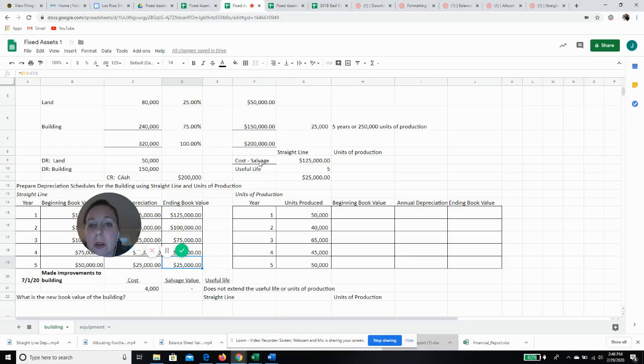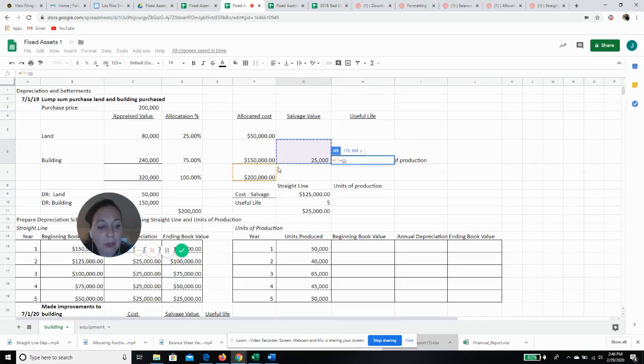So we go to our depreciation formula, which is cost minus salvage value divided by useful life. So the cost minus salvage value is going to be the same. So it's our cost of 200,000 minus our salvage value of 25,000. Did that wrong. 150,000 is the cost of our building. Sorry about that. And salvage value is 25,000. So we are going to depreciate $125,000.